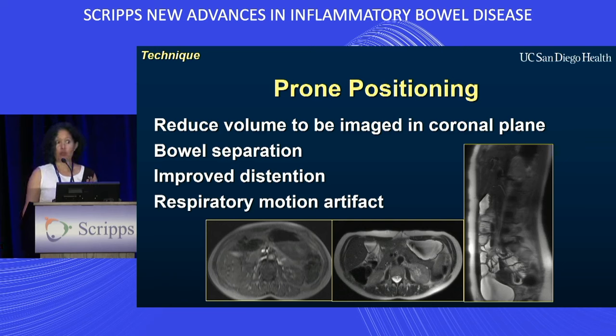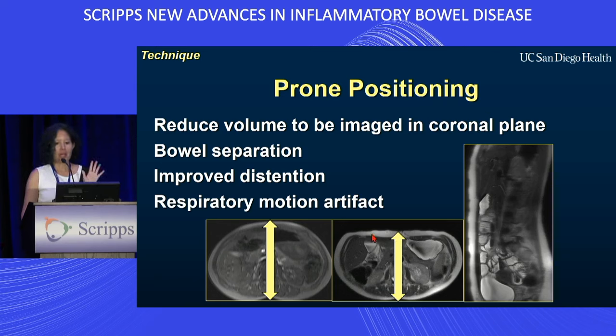But why do we even try to do prone imaging? Well, many of our sequences are obtained in the coronal plane for MR enterography, meaning we're obtaining slices sort of in this direction. And you can see in this example, this is the same patient, same day, lying on their back, lying on their stomach. And the patient's AP diameter is markedly reduced when they're lying on their stomach.